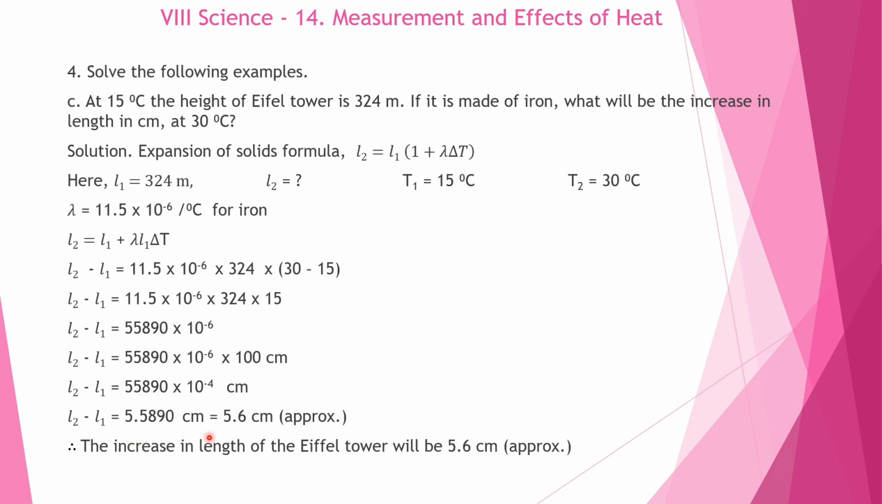5.5890 centimeter, which is 5.6. 5.58 means 5.6 approximately. Therefore, the increase in length of the Eiffel Tower will be 5.6 centimeter. This minus 4 means that zeros were down, children. That's why we have put the point here by counting 4 numbers from the end.